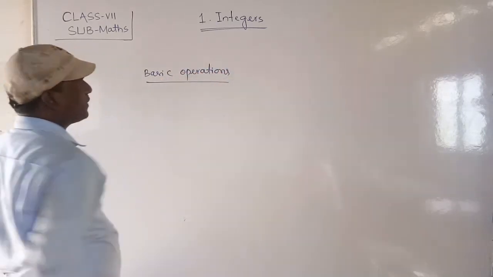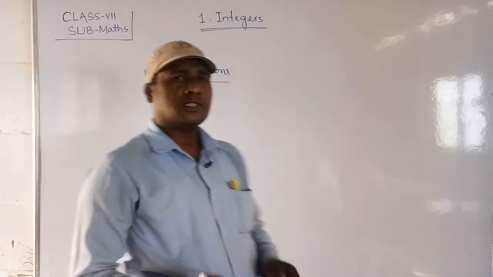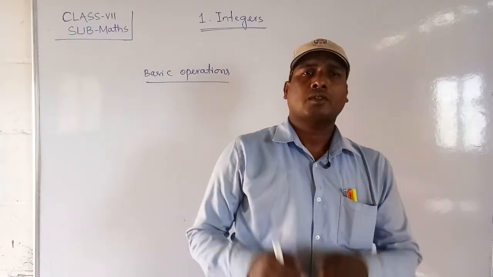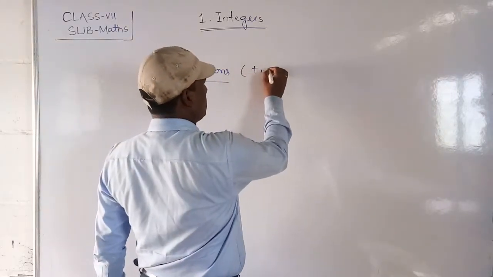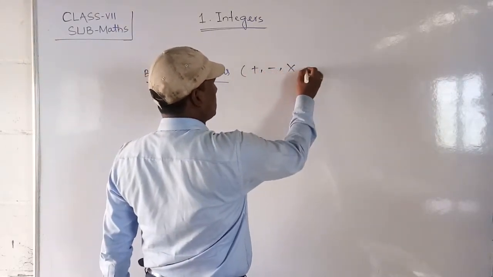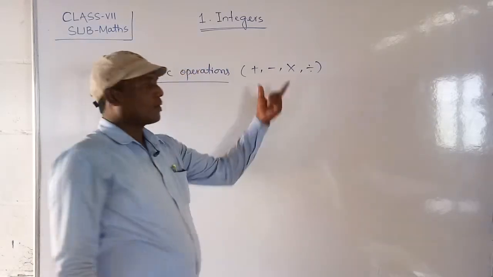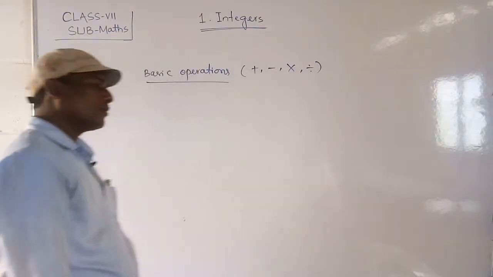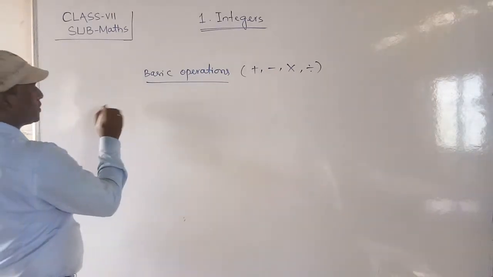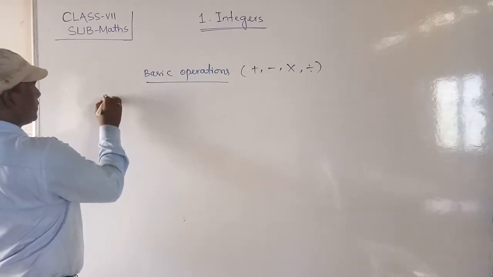What do you mean by basic operations? Basic operations means addition, subtraction, multiplication and division. These four operations we will study on integers and revise, as we have already studied. First we will see the addition cases.